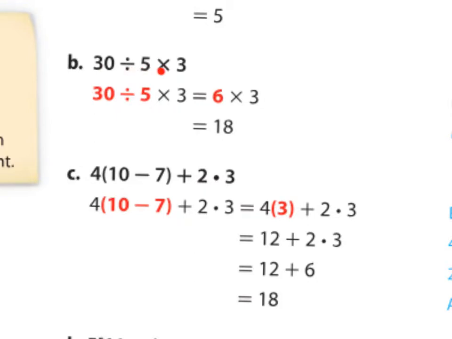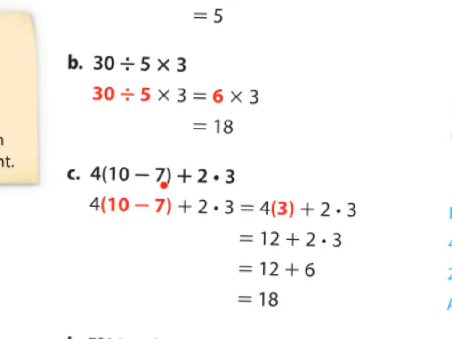30 divided by 5 times 3. These two can be interchangeable, but we must do it from left to right. If we had multiplication first here and division here, we would do the multiplication first. But we have division, so we will do the division first, and we have 30 divided by 5, okay, which is 6. And then we'll do the multiplication second. 6 times 3 is 18.